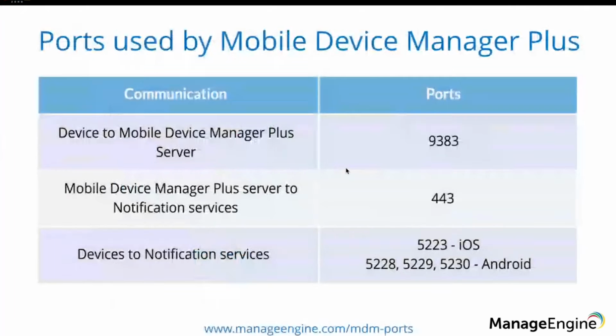And what are the ports that are required for MDM? And this is completely for MDM on-premise. For device server communication, you need port 9383. For notification service, it is 443. For other services of Android and Apple, we have 5223, 5228, 5229, and 5230. We have some additional ports and URLs which you have to allow from your firewall, which can be found in the URL that you can see at the bottom of my presentation.